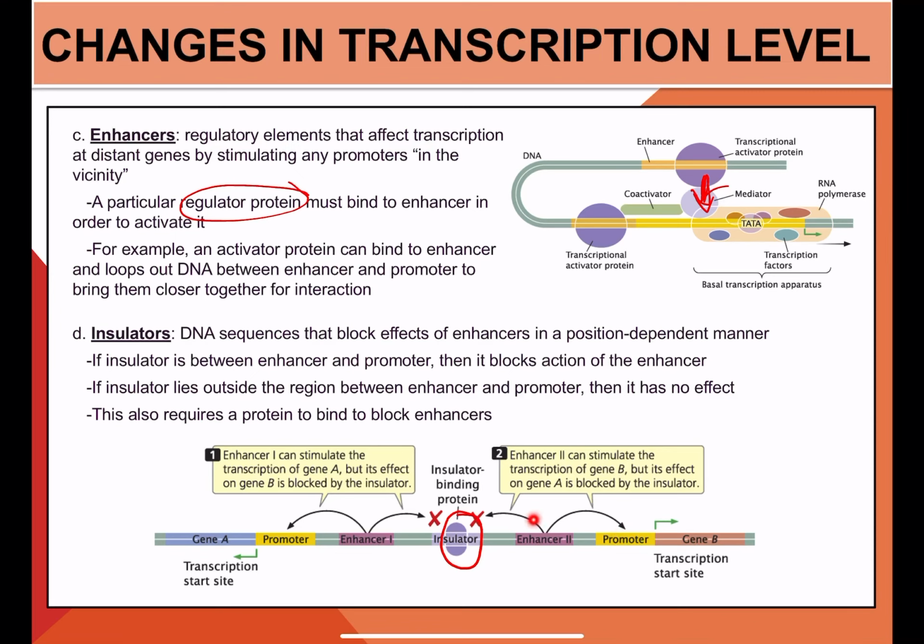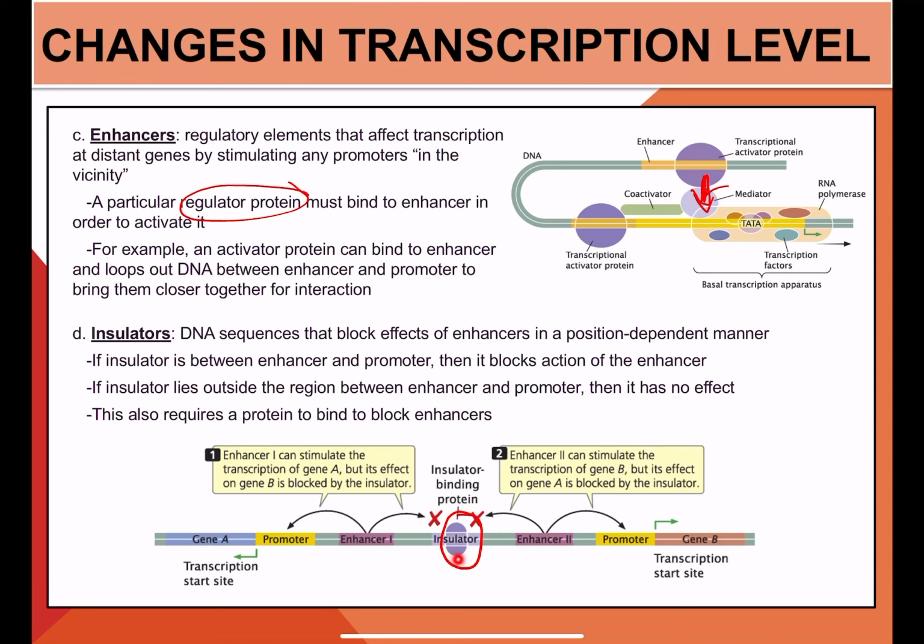Remember, an enhancer can act on anything close by. It doesn't have to be a particular gene, because right now you have gene A here and gene B here. There are two enhancers separated by an insulator. So enhancer 1 cannot play a role in stimulating transcription of gene B because of this insulator.